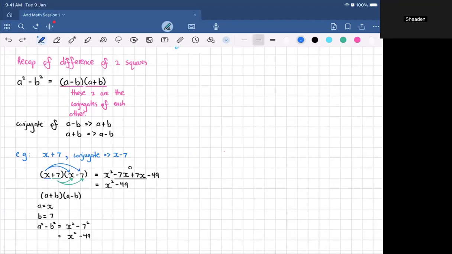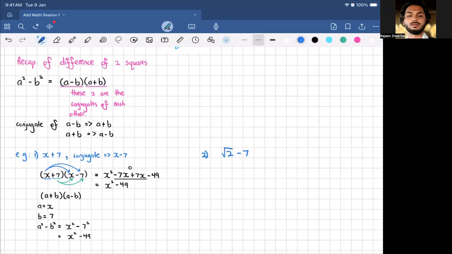I copied it. Okay, great. Let me give you all another example. Let's just say we had something like root 2 minus 7. Root 2 minus 7. What is the conjugate of that shape?